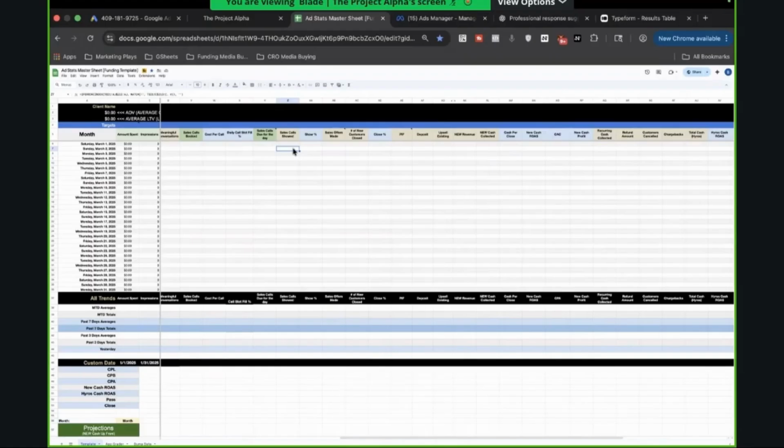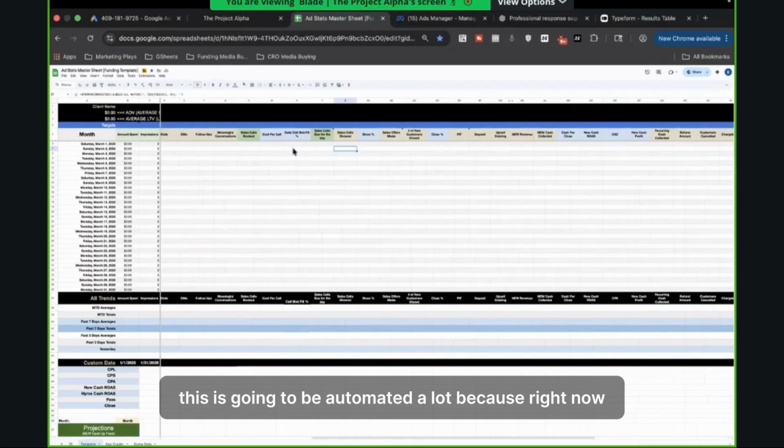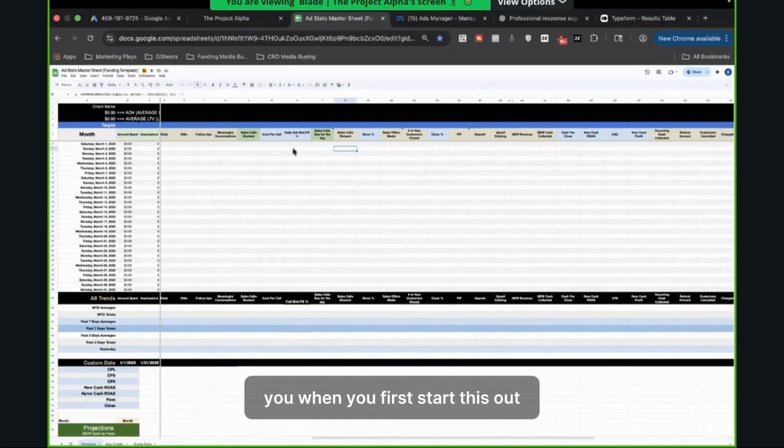Later, Mike, this is going to be automated a lot because right now, when you first start this out, you might not have appointment setters, you might not have closers yet. We're kind of in this hustle stage. We're building it out, bringing cash flow in. Once you have more cash flow, you and I both know we have more options. We can hire appointment setters, we can hire closers, and all that good stuff.